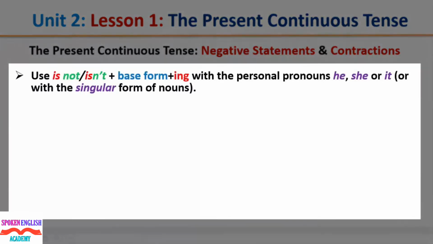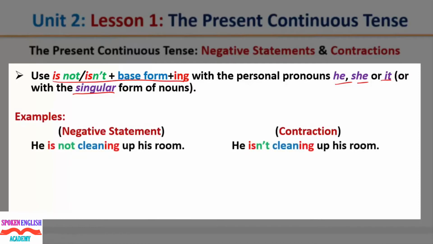Use is not or isn't plus base form plus ing with the personal pronouns he, she, it, or with the singular form of nouns. Examples: he is not cleaning up his room. Notice that the word not is used after the verb. He is not cleaning up his room. The contracted form, he isn't cleaning up his room.